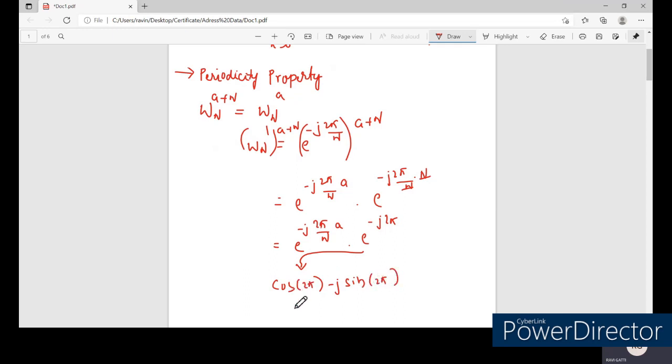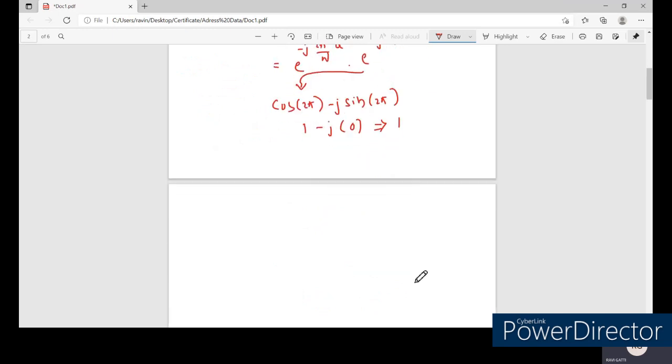And we know that cos 2π is always equal to 1, and minus j sin 2π, it is always equal to 0. So therefore, the answer you'll be getting is equal to 1. Now if I simplify that expression, what you'll be getting is e power minus j 2π by n into a, multiplied by 1. Now what is this?